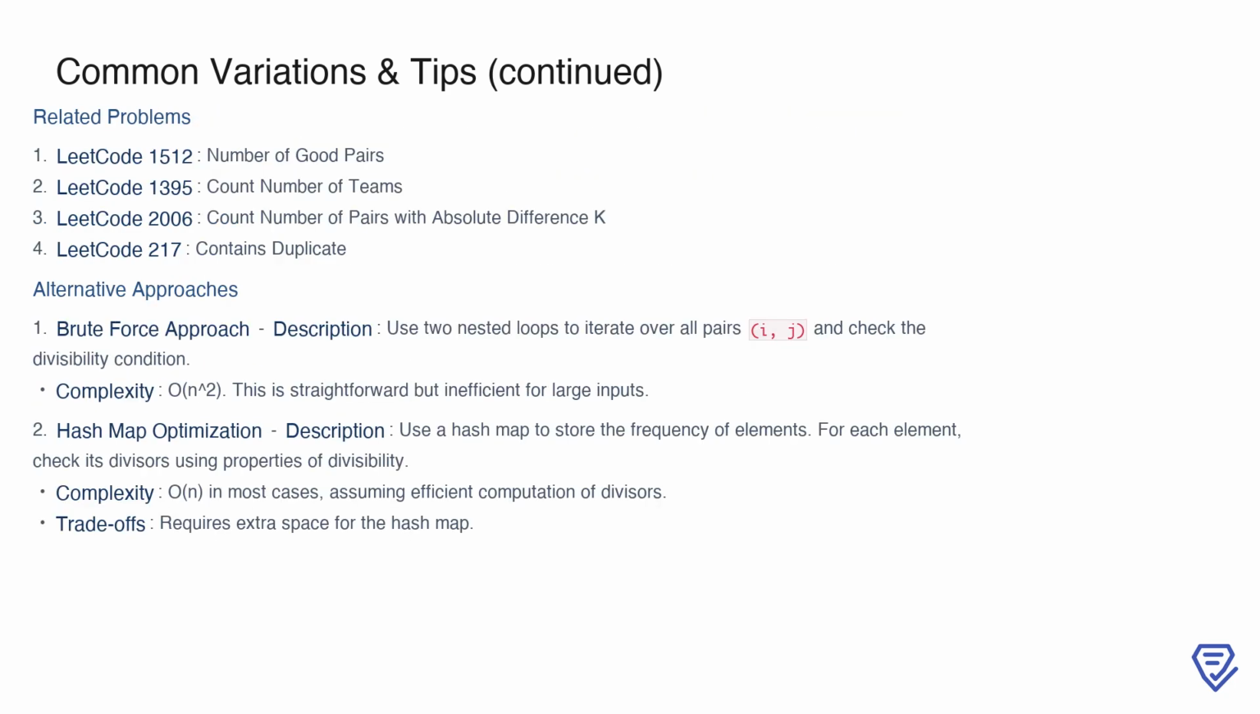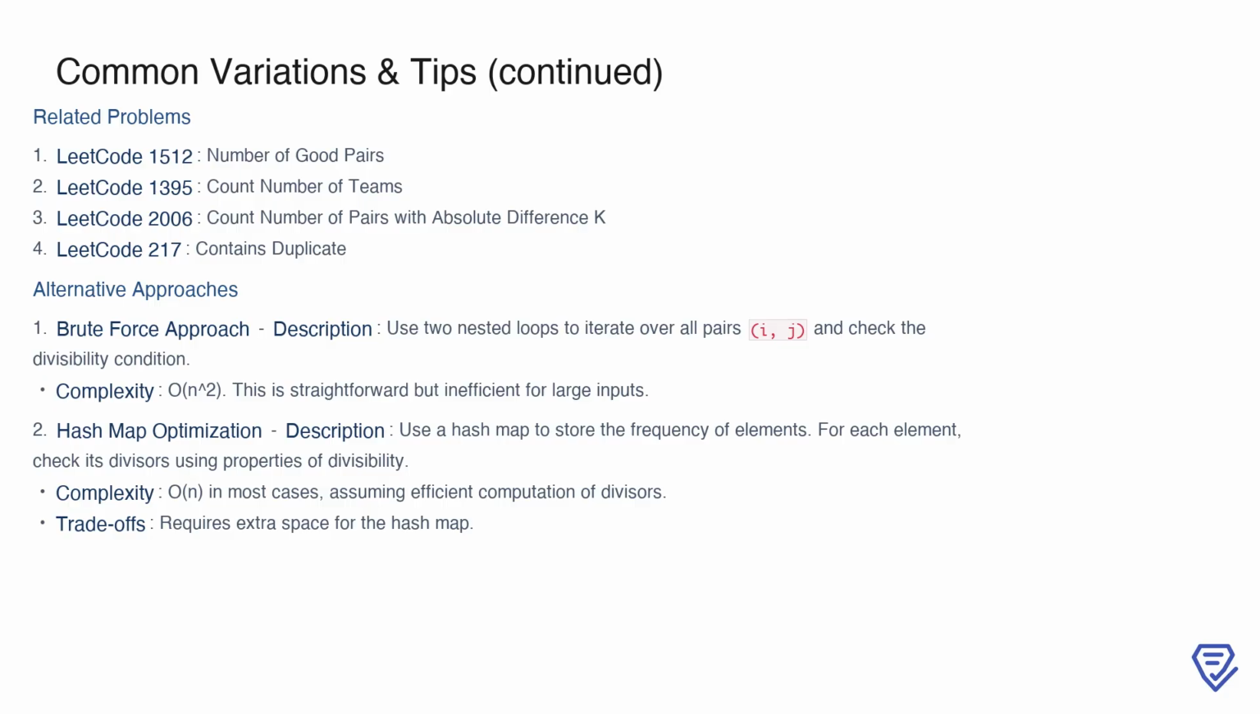Now, let's explore some related problems and alternative approaches that can help deepen your understanding. Similar problems include LeetCode 1512, which involves counting good pairs, and LeetCode 1395, where the task is to count the number of teams that satisfy certain conditions. Other examples include LeetCode 2006, which focuses on pairs with a given absolute difference, and LeetCode 217, which deals with identifying duplicates in an array.